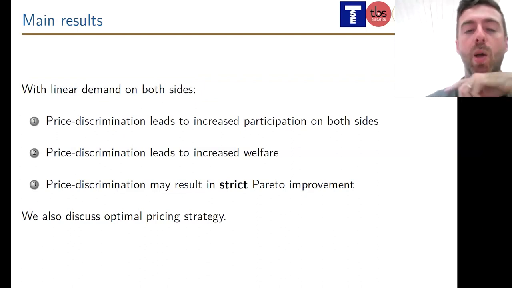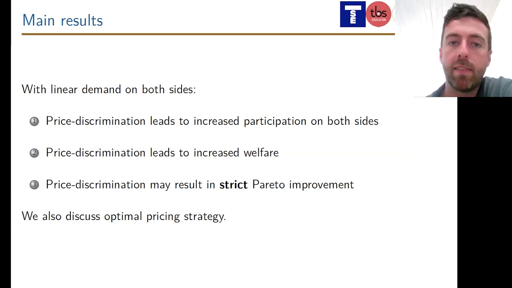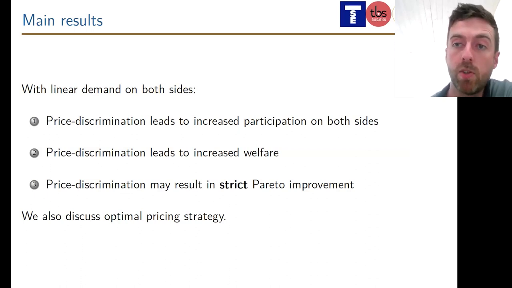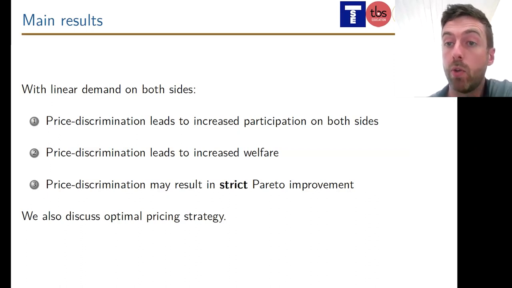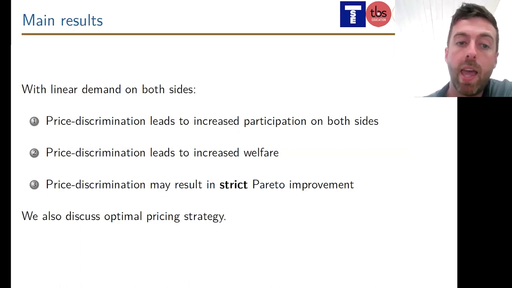The main results: what we find is that when demand is linear on both sides, that is both on the buyer and the seller side, price discrimination is going to lead to increased participation on both sides. So we're going to have more buyers and more sellers in equilibrium. And this is also going to lead to increased welfare, right? And kind of a striking result is that price discrimination may also result in strict Pareto improvement. I emphasize the strict because we know that price discrimination can result in weak Pareto improvement.